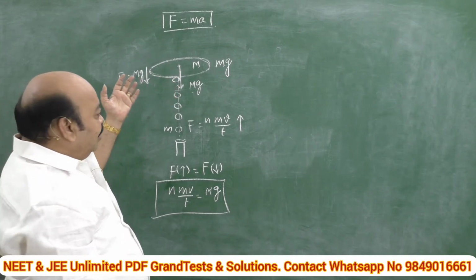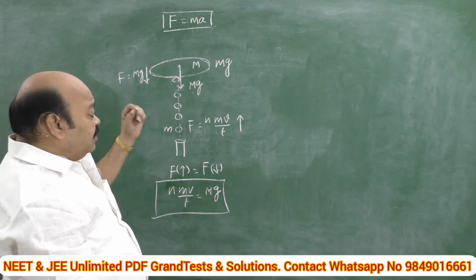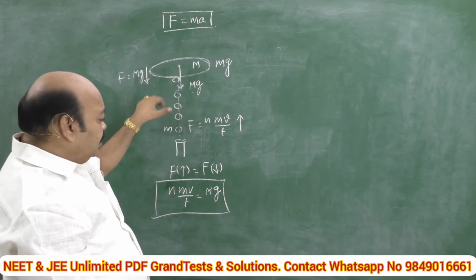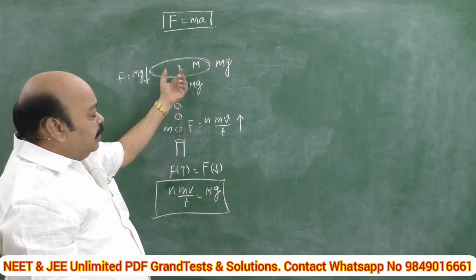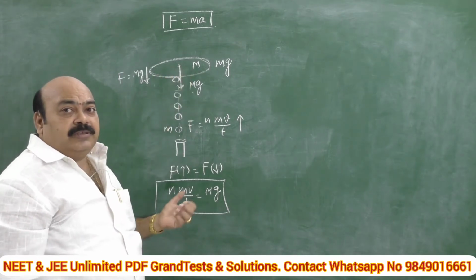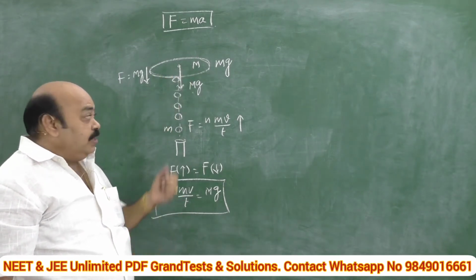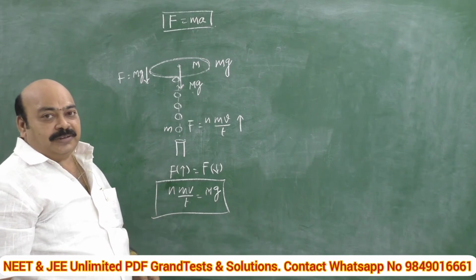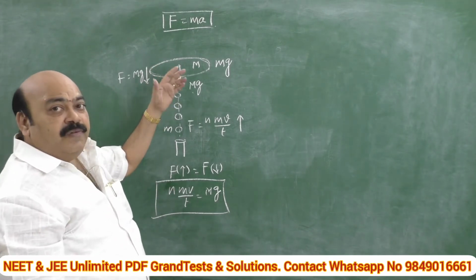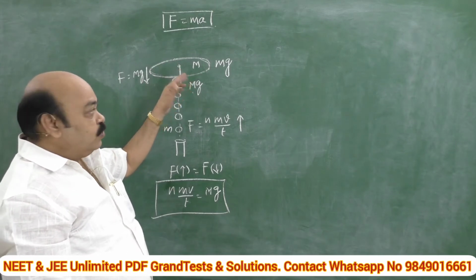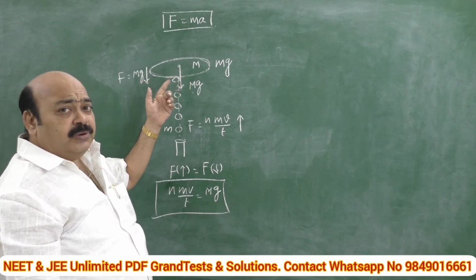See, if one sentence is added, this entire thing will be changed. The ball hits the plate and rebounds back with the same speed. Rebounds back with the same speed. Then what is the momentum? When it strikes and drops dead, final velocity is 0. So final momentum is 0.